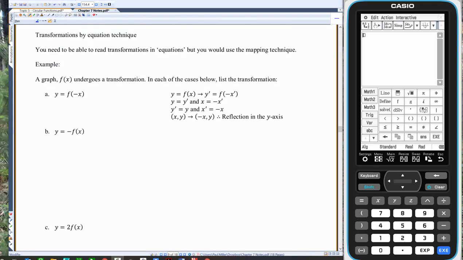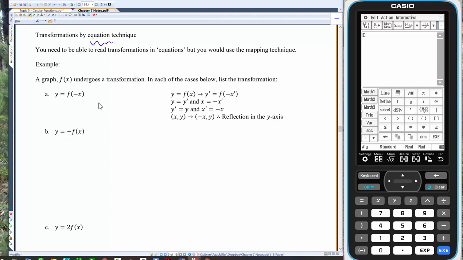What I'm going to finish off this transformation lesson with is this concept called transformations by equation. This is a commonly taught method to do transformations. In fact, when I was at another school, this was the only method used, and it was a completely rote-learned method.